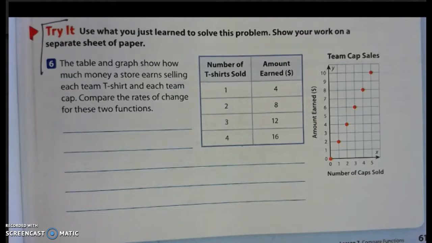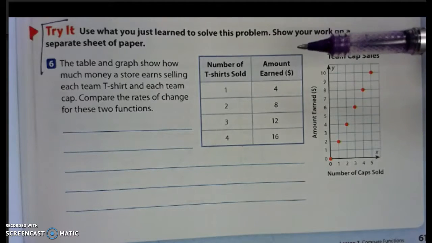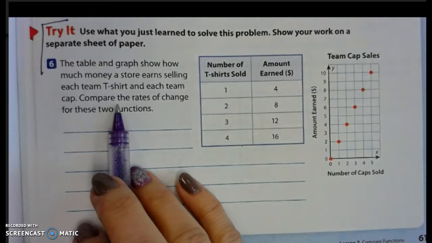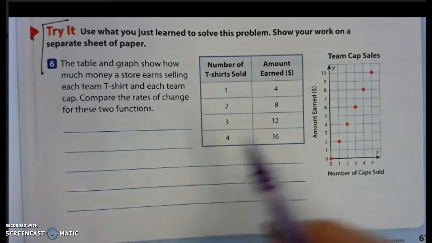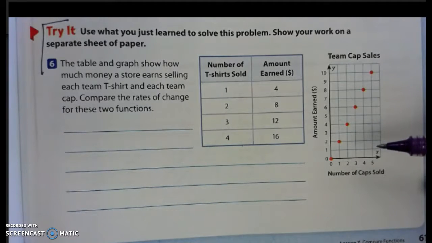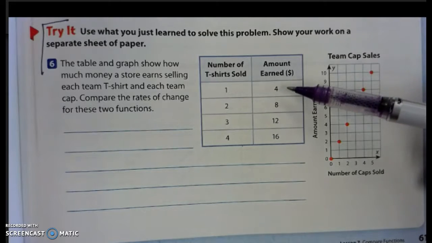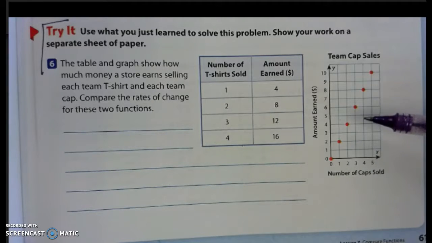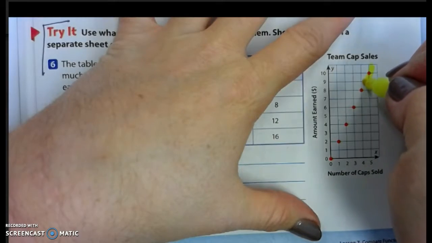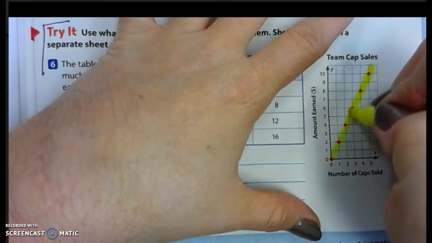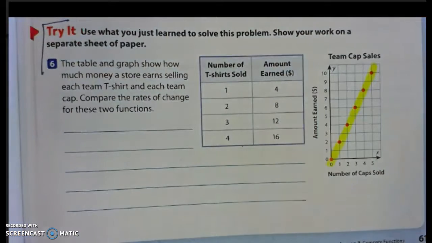You could make a table for the one that's a graph, or you could take the table and plot it on the graph so that you could make comparisons. The only thing they want us to compare is the rate of change. Rate of change is fairly easy to compare if you put them on a graph. So let's just take this table and plot it on our graph so we can see what it looks like. Now, our original equation, our original team caps is here. I'll highlight it in yellow for you. Okay, that's the original one that's on the graph.